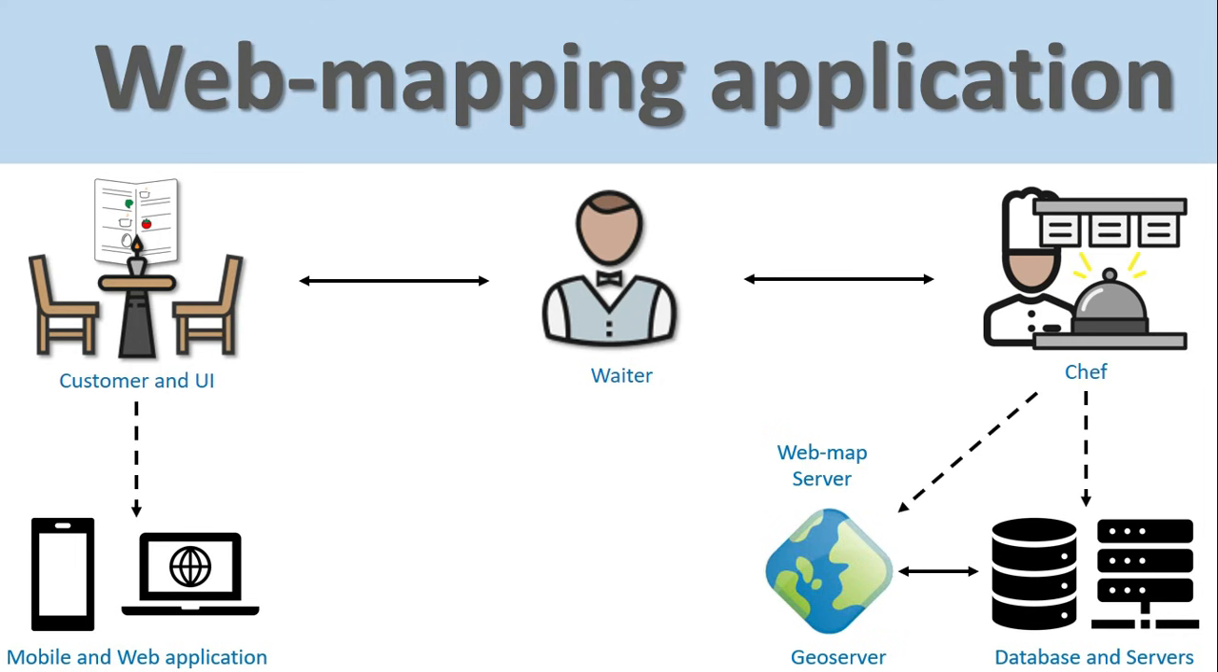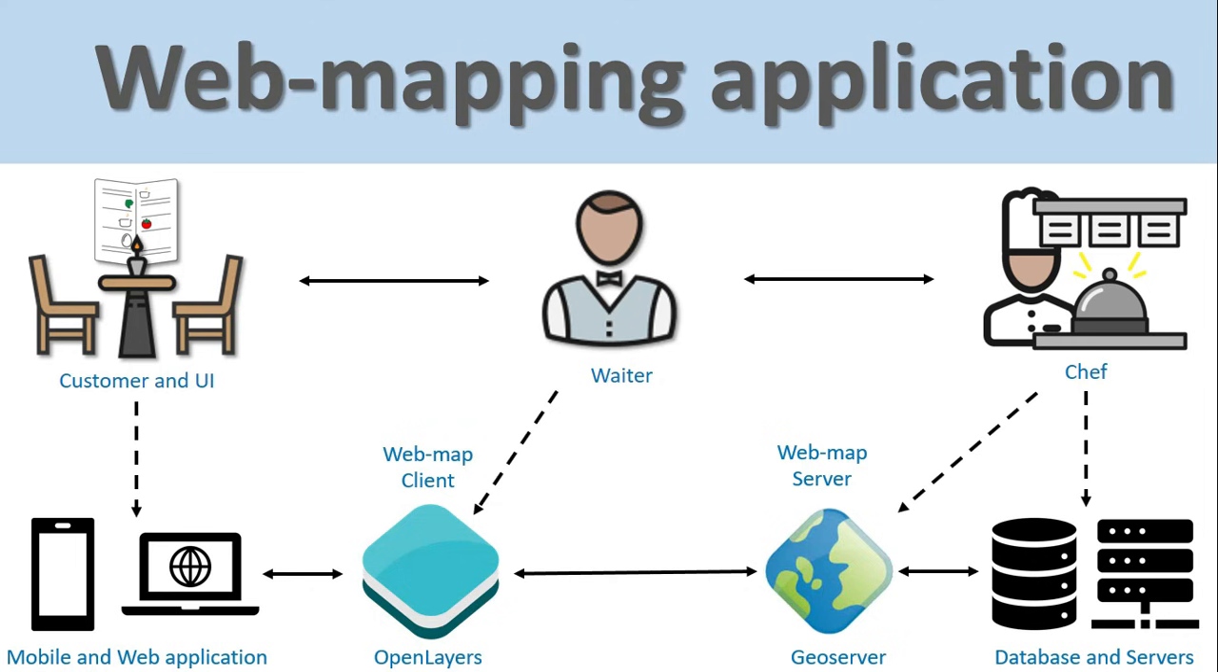Now, you will have a question. Who is playing the role of a waiter in our web mapping application? It is nothing but our OpenLayers, that is the web map client. One of the primary functions of the map client, meaning OpenLayers, is to accept the user request for maps and convey these requests to the web map server, that is GeoServer in our case.